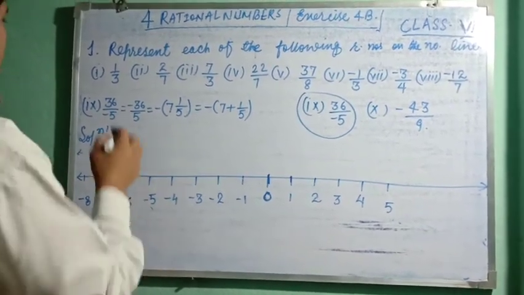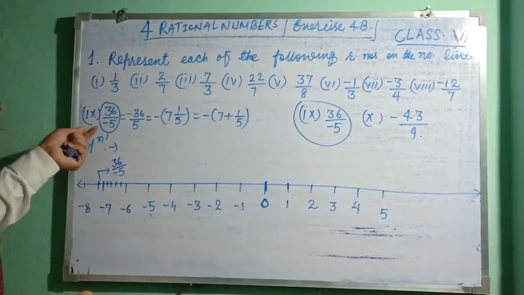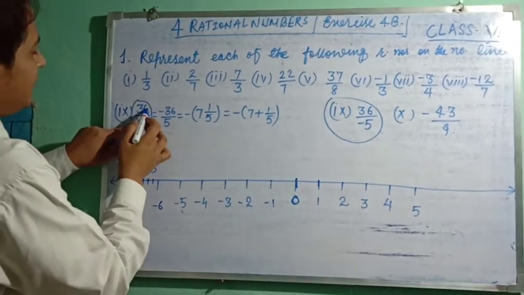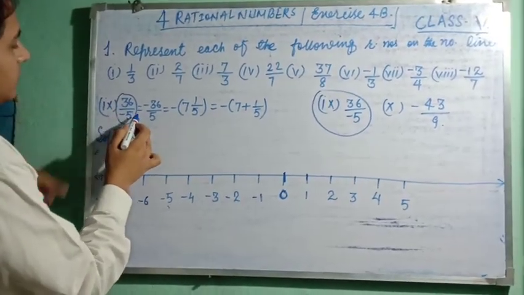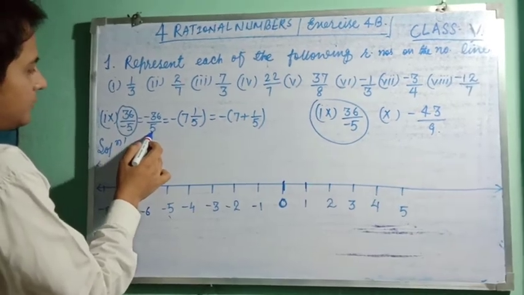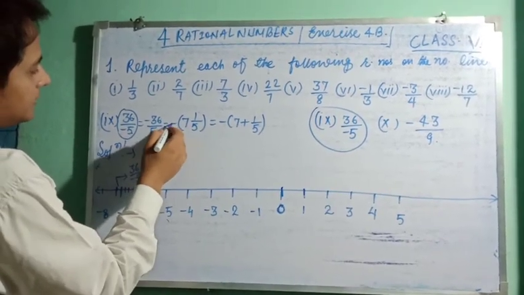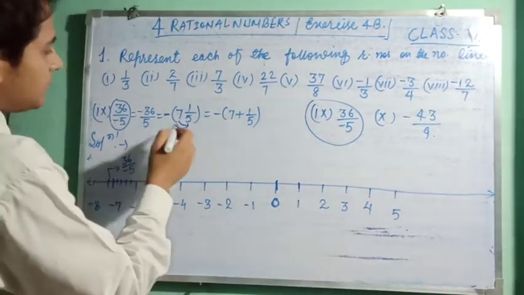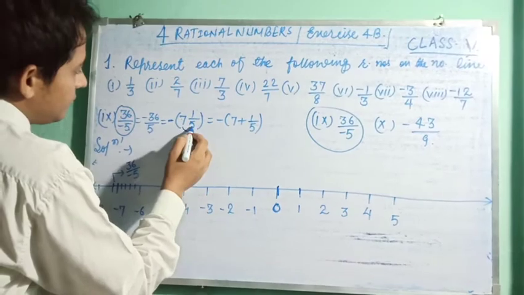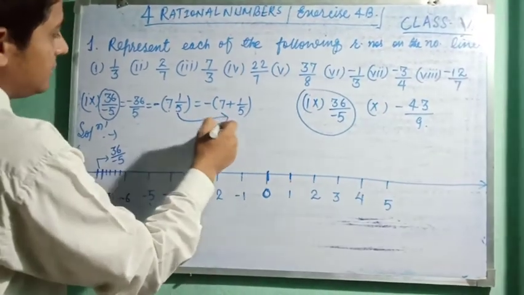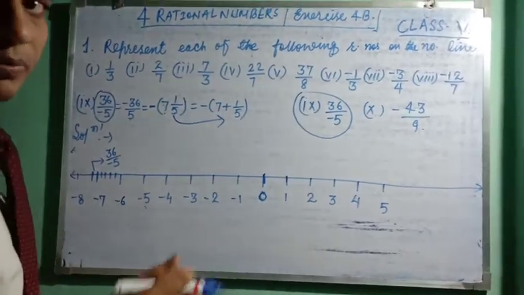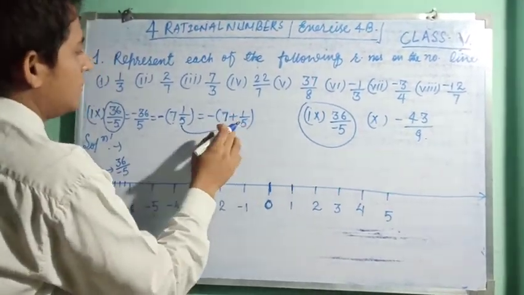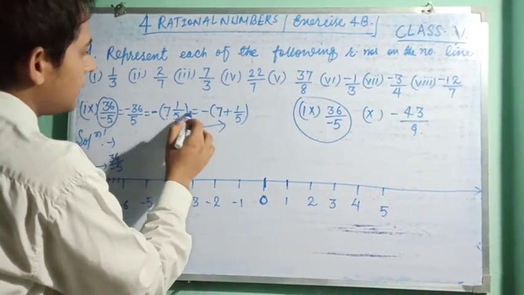Now first of all, solve this question here. First of all, make the denominator positive. If you multiply numerator and denominator by minus 1, then we will get minus 36 by 5. This can be written as minus 7 1 by 5. Why? Because 7 times 5 is 35, 35 plus 1 is 36, so 36 by 5. This is a mixed fraction, which means the sum of a natural number and a proper fraction. So this can be written as 7 plus 1 by 5.